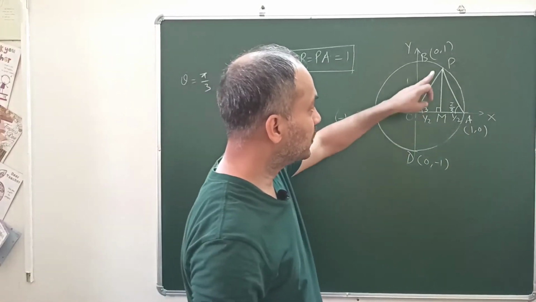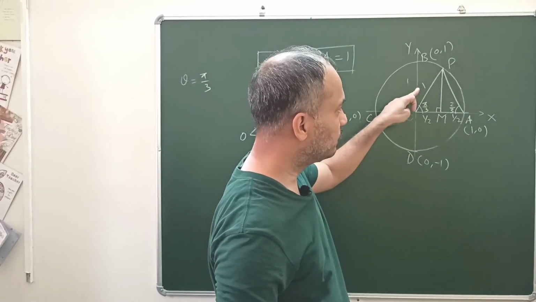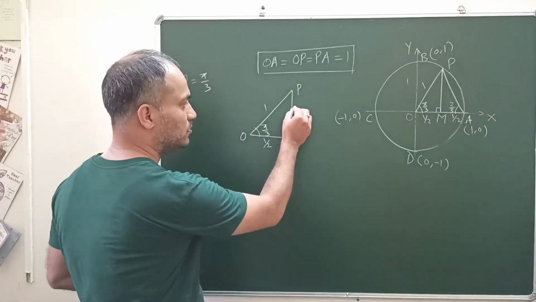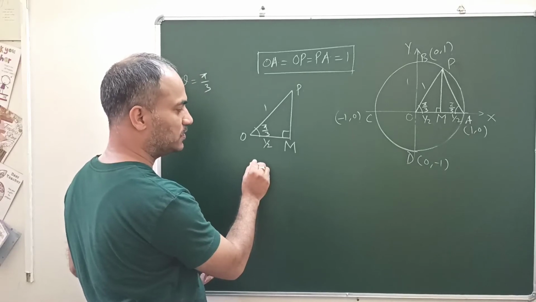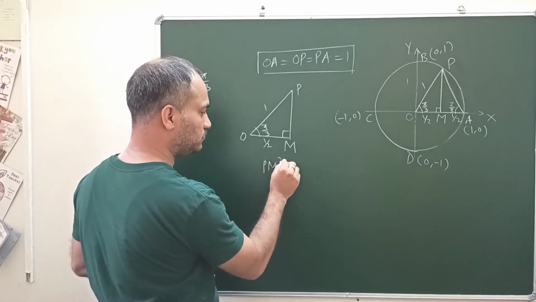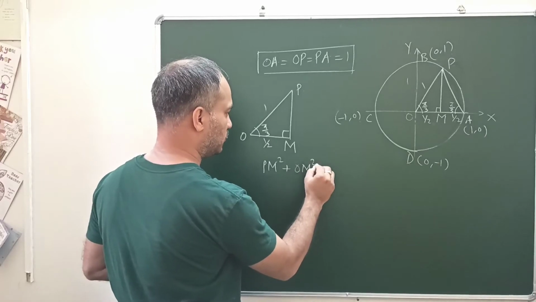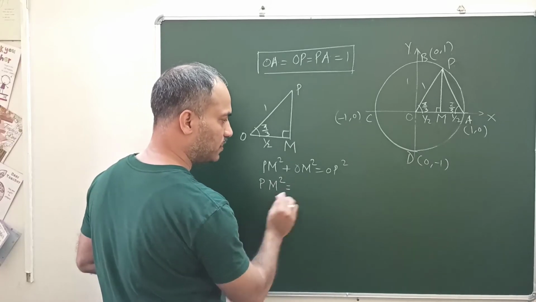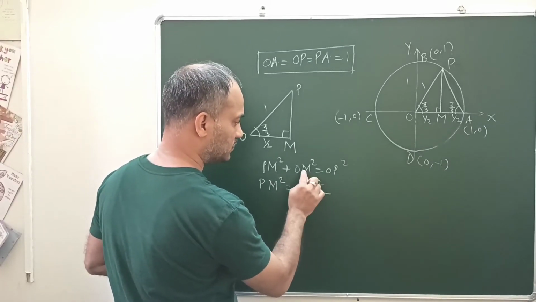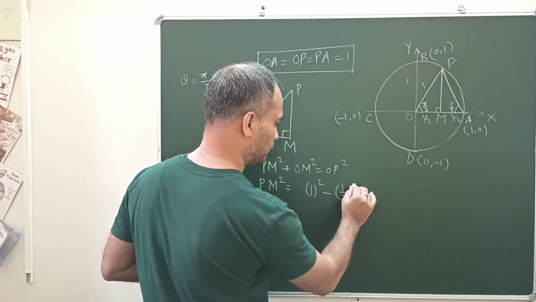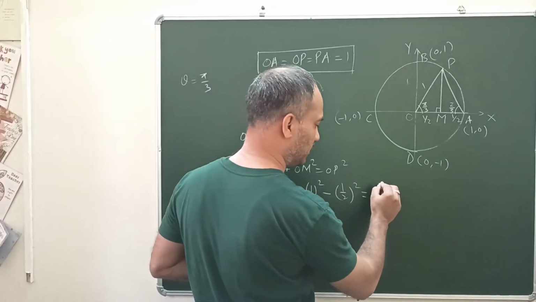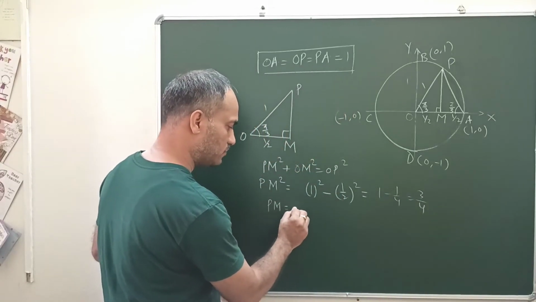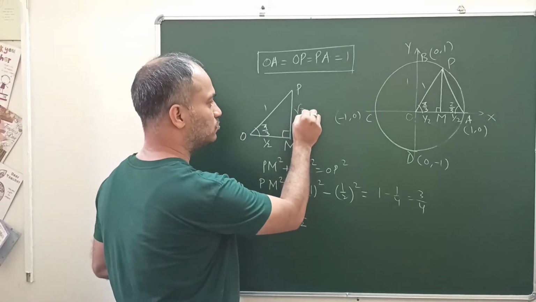Okay, now in this triangle POM, we know this side and this side, and PM is the only unknown side. So let us find the value of this PM. By Pythagoras theorem, PM square plus OM square is OP square. So PM whole square will be equal to OP square, this is 1, minus OM square, OM is half. So 1 minus half square means 1 minus 1 upon 4, that is 3 by 4. So PM will be equal to root 3 by 2. So this value is root 3 by 2.